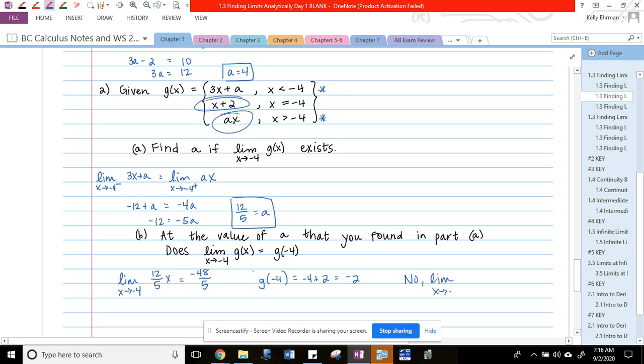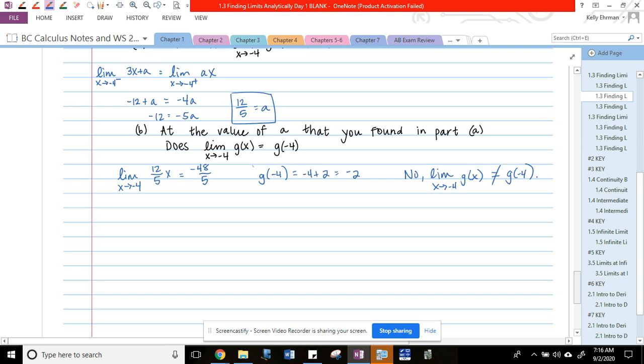Limit as x approaches -4 of g of x is not equal to g of -4. So don't forget to actually answer the question. Or you could say, like back here, I guess I could have also said "no," comma, and then shown that work.